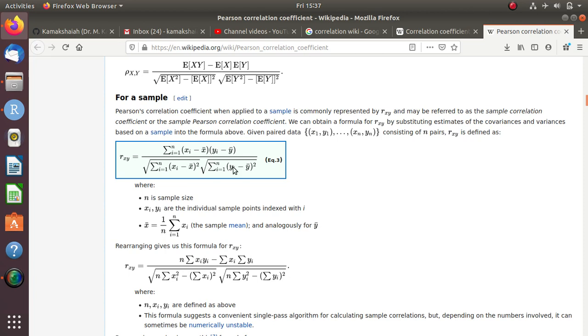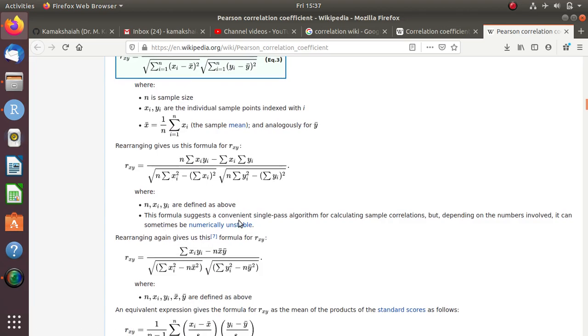And now these are the standard deviations. You see here the square root of xi minus x bar whole squared, and the square root of yi minus y bar whole squared. This is the standard deviation for y, and this is the standard deviation for x. And at the top of the ratio, in the numerator, we have the covariance.